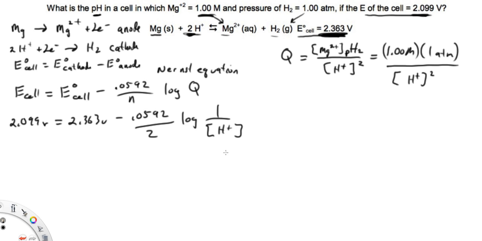Okay, so if we rearrange our equation, we get 8.92 equals the log of 1 over the concentration of hydrogen squared. I got that by subtracting 2.363 from 2.099 and then dividing by this factor in negative, and I get 8.92.